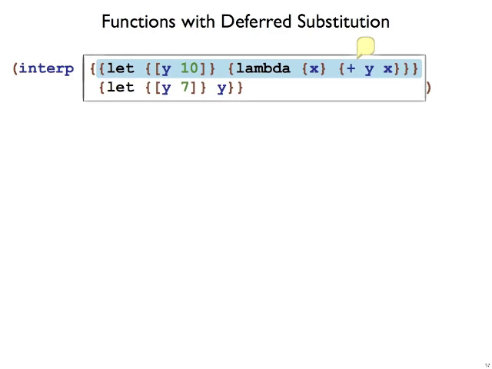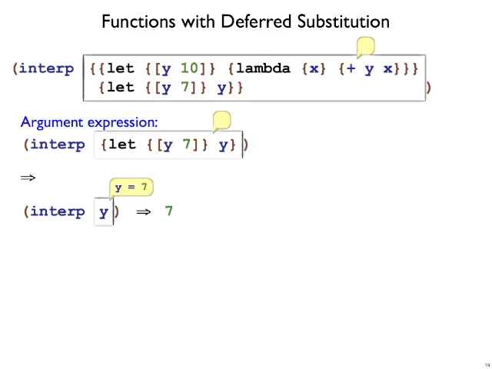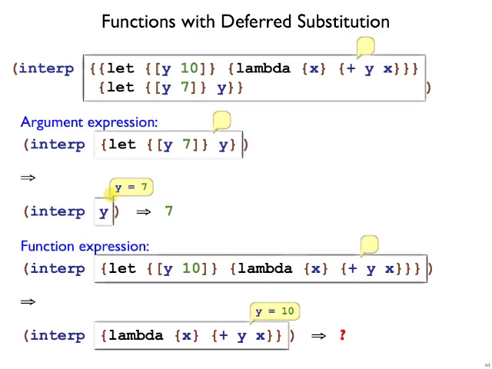When we evaluate this application, then we're going to evaluate the argument and the expression and the function. So when we look at the argument expression evaluation, we know how that works. We interpret this let form, we bind y to 7, we end up evaluating the body y with interp, given the environment y is 7, and so we get a 7 out. When we evaluate the function expression, it's very similar. We have a let form with y is 10, so we start evaluating the body, lambda with y equals 10. And now we need to return a function, and we still haven't sorted out how to represent a function.